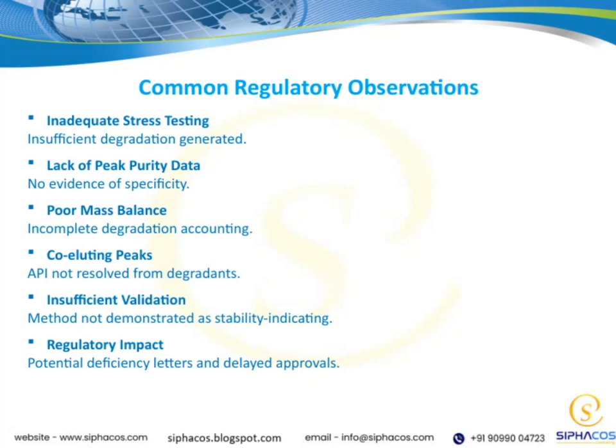When regulators review stability studies, they often flag a few common issues. Stress testing might be inadequate, producing too little degradation to be meaningful. Sometimes, peak purity data is missing, so there's no proof the method is specific. Poor mass balance means degradation products aren't fully accounted for. Co-eluting peaks can hide the active ingredient among degradants, and if the method isn't properly validated as stability indicating, that raises red flags. These gaps can lead to deficiency letters and slow down approvals. We need to address each one carefully.